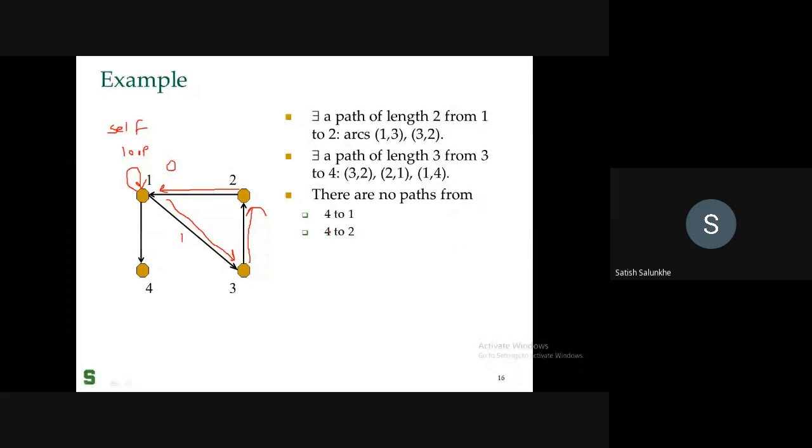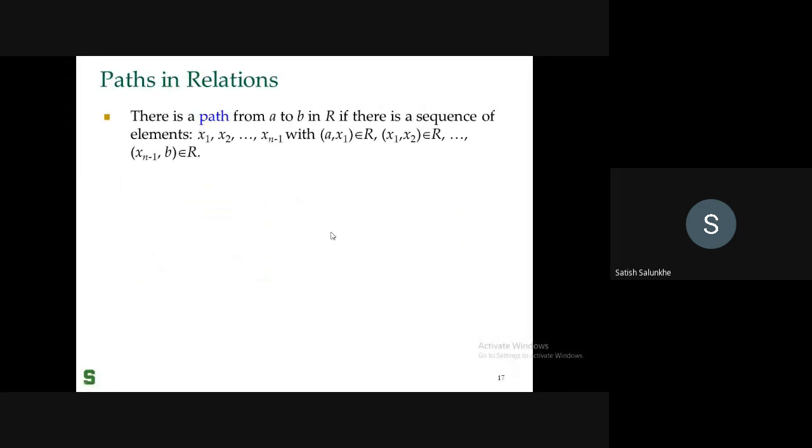Having understood this, let's proceed ahead. What is a path in a relation? There is a path from a to b in R if there is a sequence of elements x1, x2, up to xn minus 1, with (a, x1) belonging to R, (x1, x2) belonging to R, up to (xn minus 1, b) belonging to R.